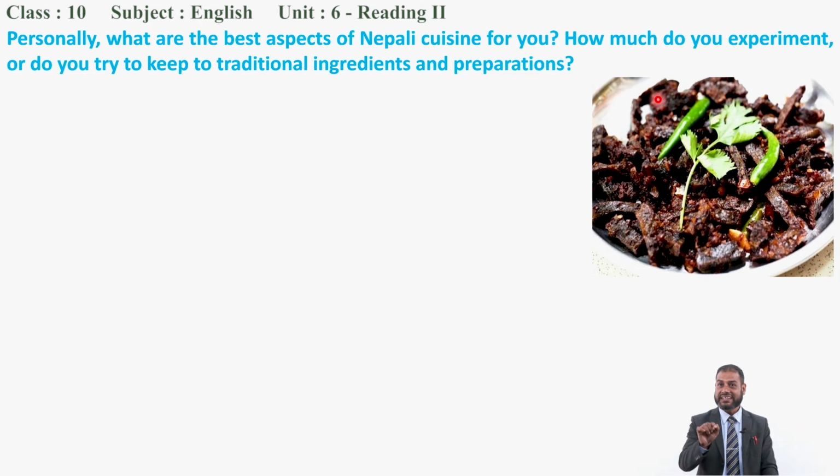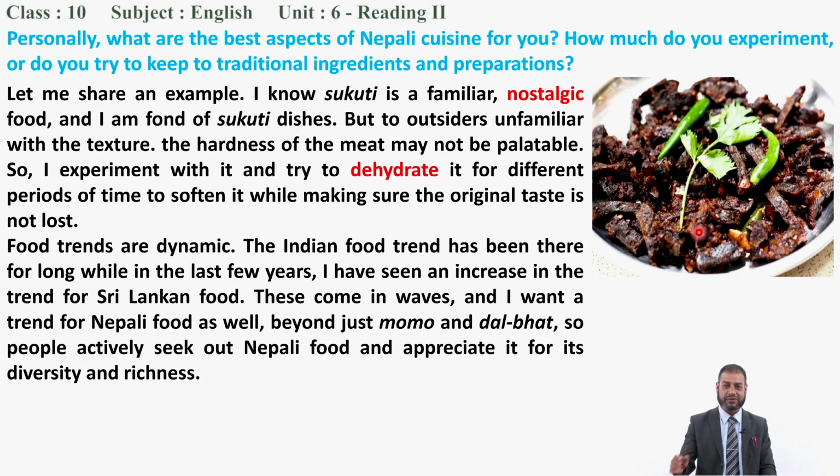Now it's interesting to share. See, this is another type of food item, a meat item. Okay, you will know later what it is. So can you tell me the name of this item? Okay, you will know now. Let's read again. Let me share an example. I know sukuti is familiar. So can you tell me the name of this dish? Oh, perfect. The name of this dish is sukuti. Have you ever tasted it? Oh, some of you have tasted, some of you not.